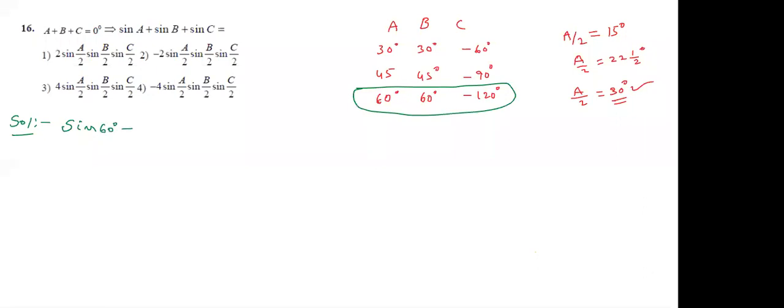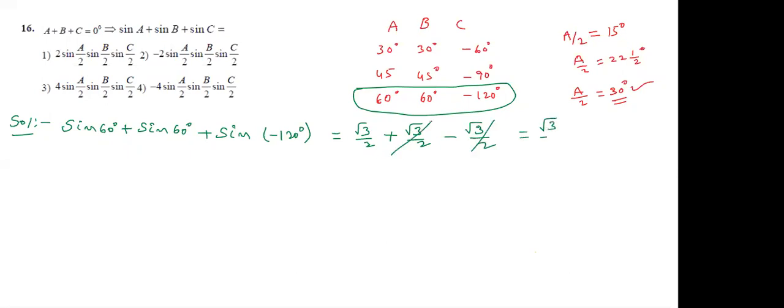Now first substitute in the question: sine 60 plus sine 60 plus sine of minus 120. Sine 60 degrees is root 3 by 2, plus sine 60 degrees root 3 by 2, and sine of minus theta is minus sine theta, so sine 120 degrees is root 3 by 2. Here see the calculation. These two are going to cancel. In the question we got the answer root 3 by 2.